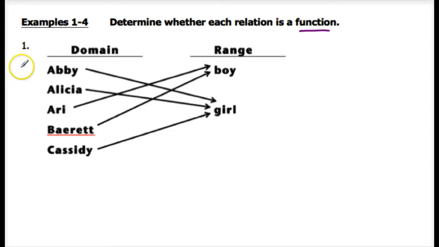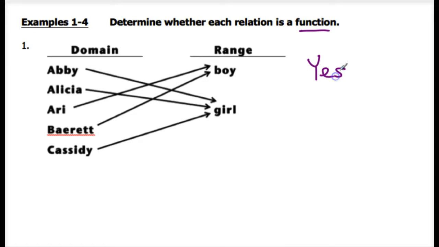So this first example, I'm giving it to you in a mapping diagram. I have a list of names for your domain values and a list of genders for the range values. So take a look at this. We have Abby corresponds to being a girl, Alicia corresponds to being a girl, Ari as a boy, Barrett as a boy, and Cassidy as a girl. So would you say this is a function, yes or no? This answer would be yes.